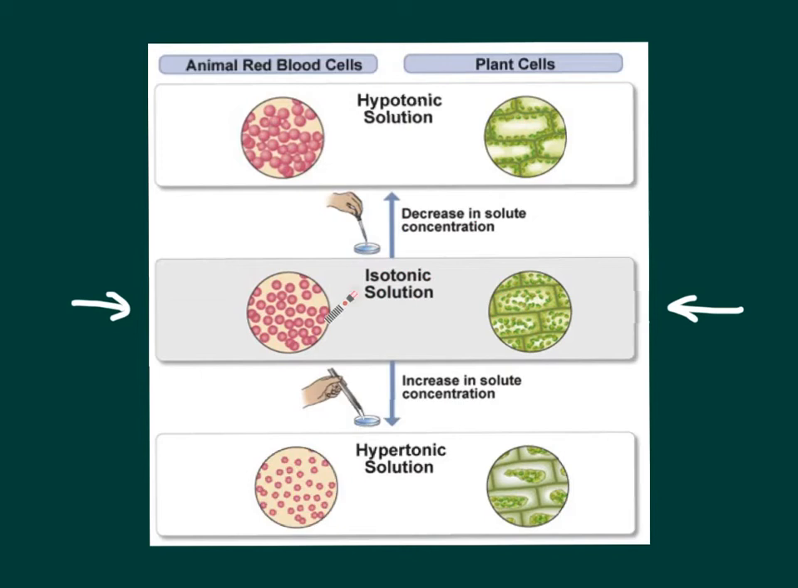If we do the reverse process and increase the concentration of the solute, so it becomes a hypertonic solution, you'll notice all of the red blood cells shrink. And here in our plant cell, the plant cell itself shrinks with the cell membrane drawing away from the cell wall, but the cell wall remains in place.